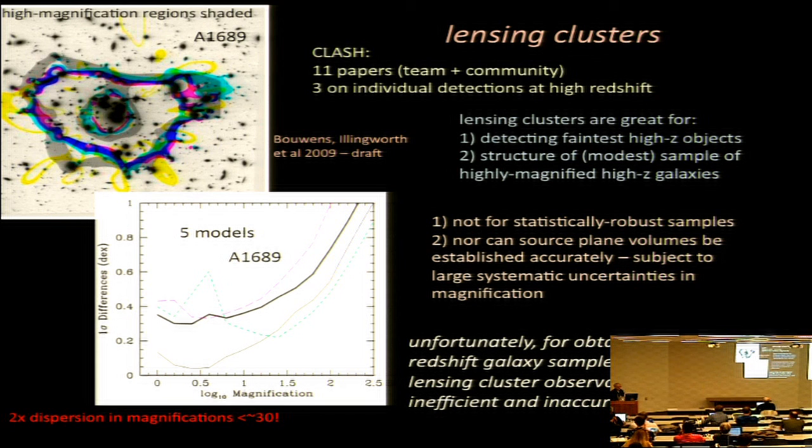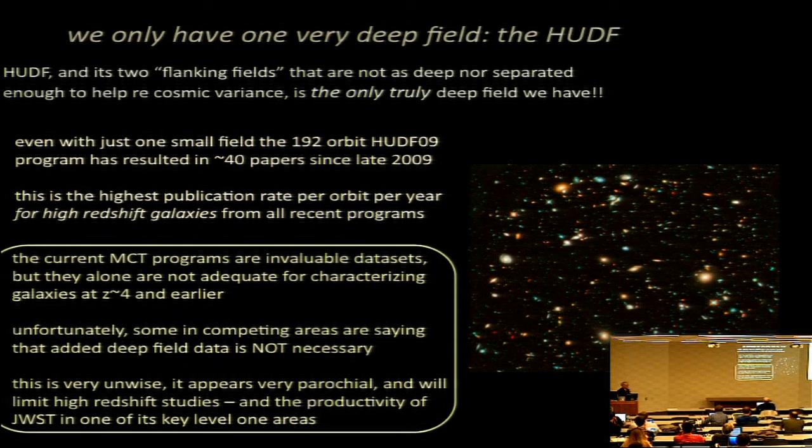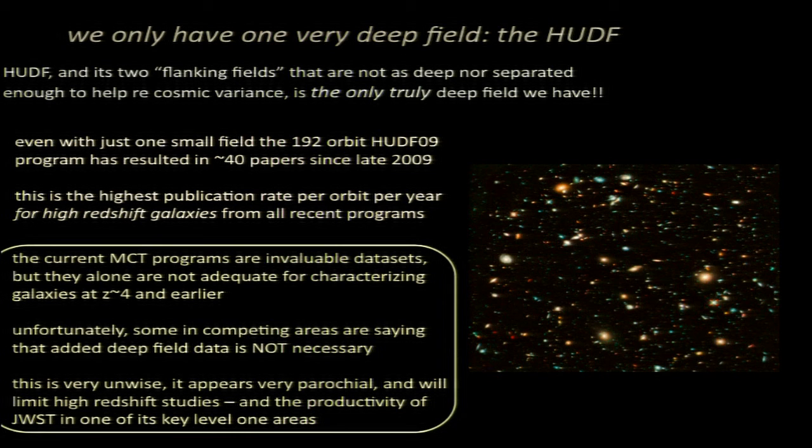So we need to get to deep fields. So let me just say this. We basically only have one very deep field at this stage. I'm very worried about going into the JWST effort with one. JWST does not do optical UV data. Near infrared, yes. And so, unfortunately, it's proving hard to get people to focus on this particular aspect.